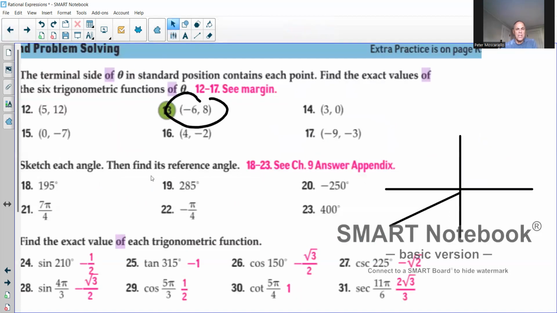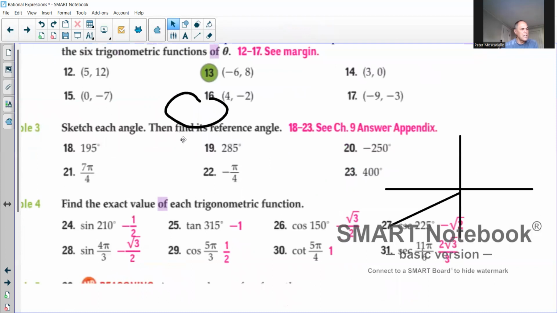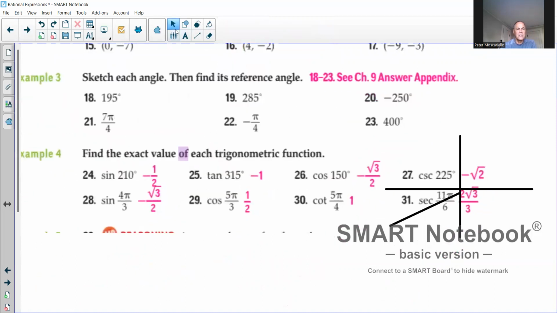All right, the next group, 18 through 23. Did I give you those? Yes, I did. I gave you 18, 19, 20. So sketch each angle and define its reference angle. Not difficult. Let's go. So let's sketch that angle of 195.